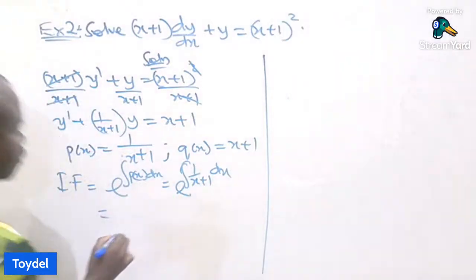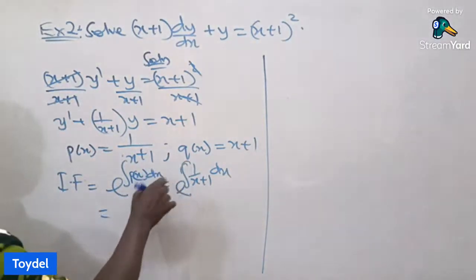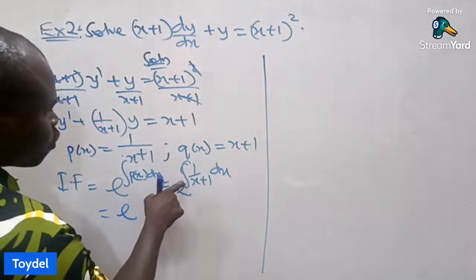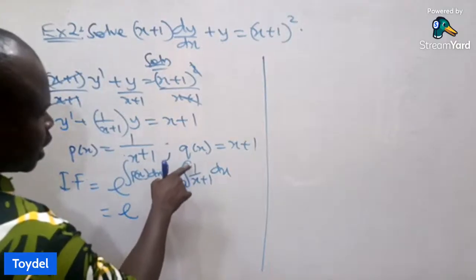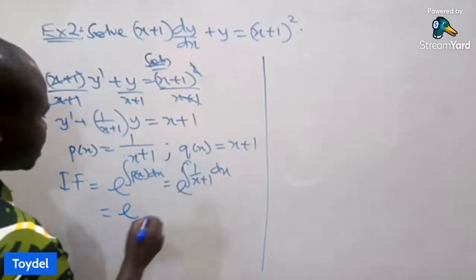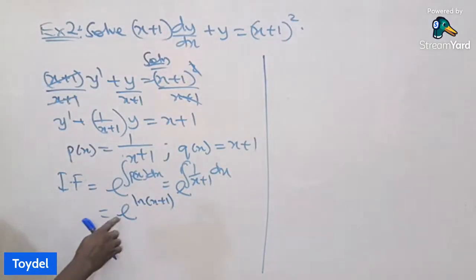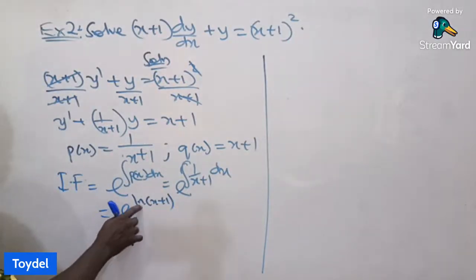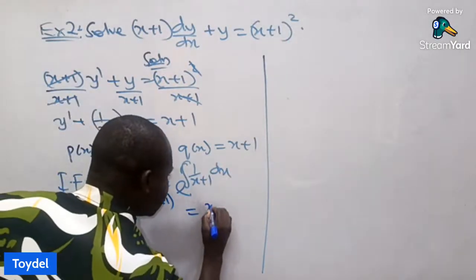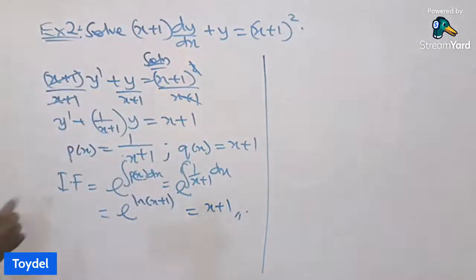Then what would this give us? When we find the integral of 1 over x plus 1 dx, it gives us ln of x plus 1. Then ln and exponential cancel each other. At the end of the day, the final answer will be x plus 1. So the integrating factor here will be x plus 1.